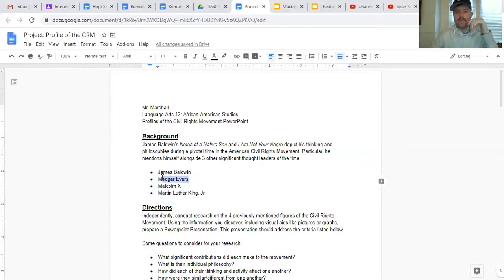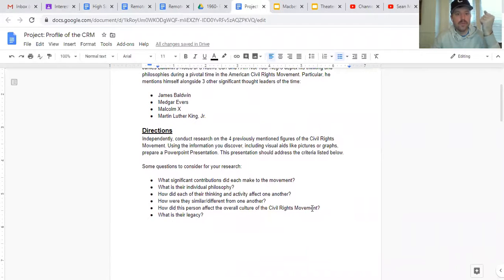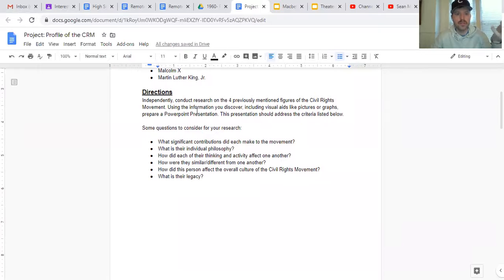The other one is Medgar Evers, and Medgar Evers is one of my favorite civil rights figures. Had a very specific role in the civil rights movement, and I think it's really interesting to look at. And then, of course, Malcolm X, by any means necessary, and Martin Luther King, the pacifist or peaceful protester.